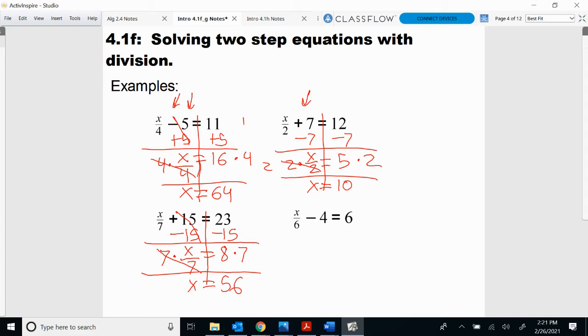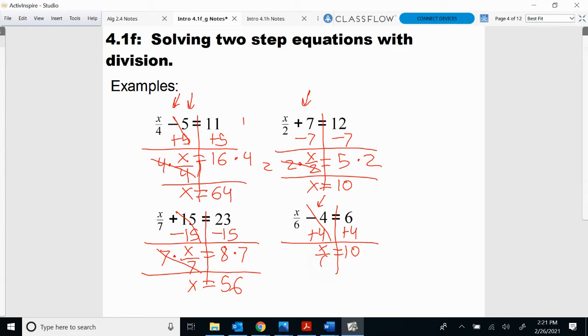All right, last one. Let's see how this one works out. So first we're going to cancel out the minus 4 that's right here. So we're going to go plus 4. And same thing over here to this side. All right, that gets rid of the 4. We get a 10 on the right. Bring your equal sign down.